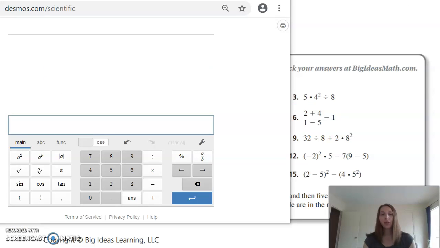Okay, number 9, 32 divided by 8 plus 2 times 8 to the 2nd power. We don't have parentheses, so we will go to exponents. Our exponent is 8 to the 2nd power. 8 to the 2nd power is 64. We'll just write that to the side or above it. Then we need to go left to right.